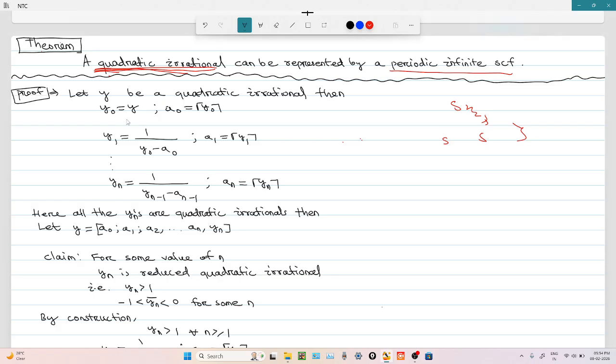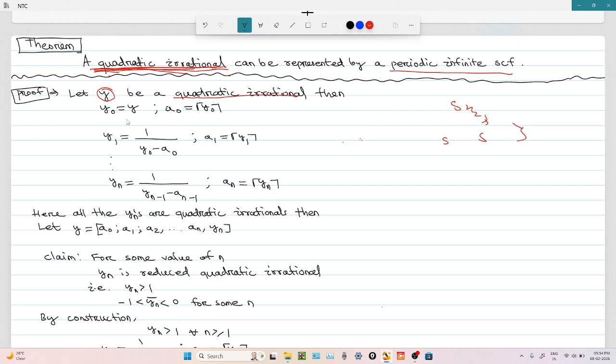A quadratic irrational can be represented by a periodic infinite simple continued fraction. How can we prove it? Let y be a quadratic irrational.